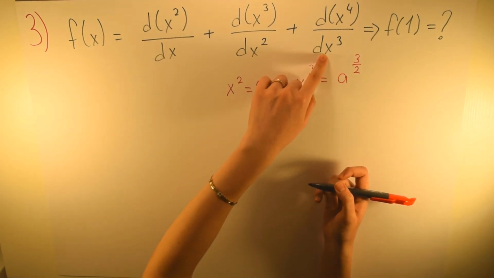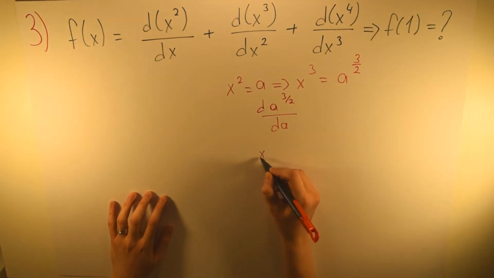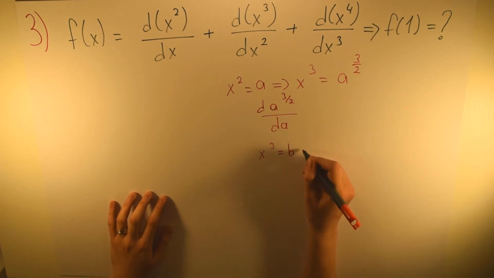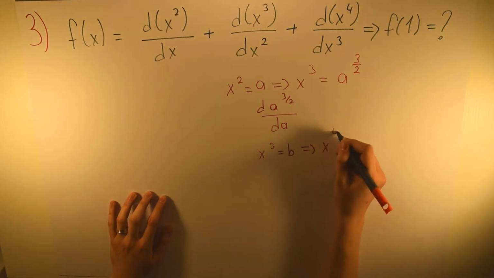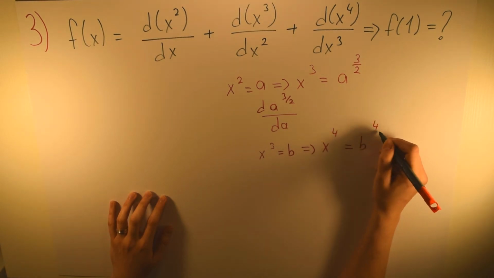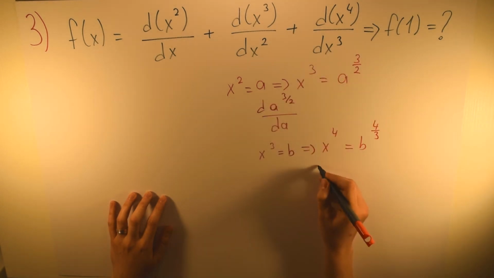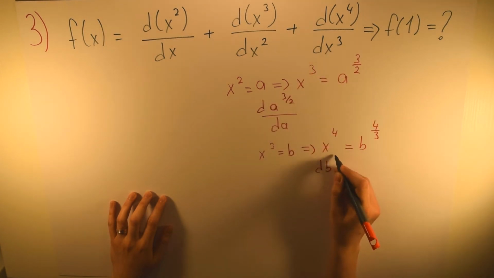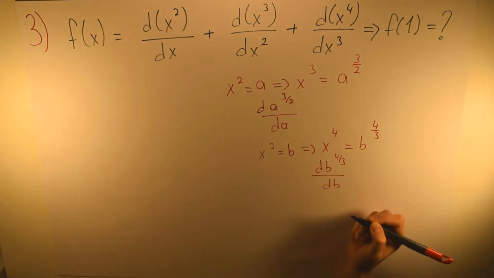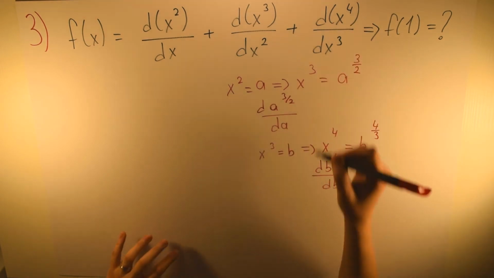Let's look at this one. We will do the same thing for this one also. Let's say x cubed is equal to b. Okay, so x to the power of 4 will be equal to b to the power of 4 over 3. Okay, so this will become dB to the power of 4 over 3 over dB. We just put these values in their places.